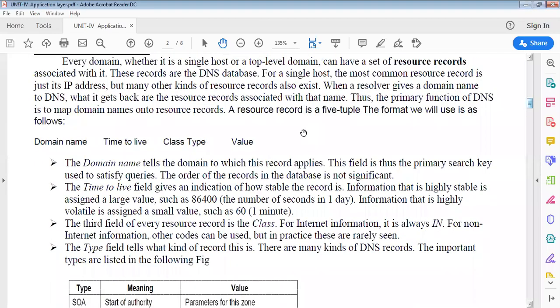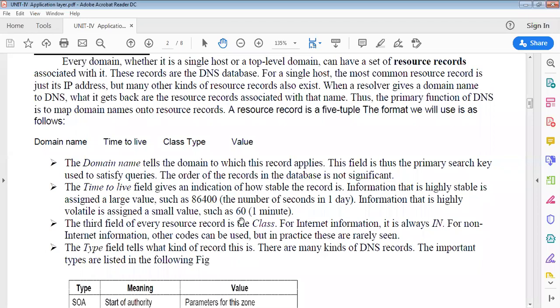So the domain name tells the domain to which this record applies. It has got domain name, time to live, class, type, and value. So it is like a record, a tuple we can say. It consists of 5 columns: domain name, time to live, class, type, and value. As we looked in that example, it consists of the same things.